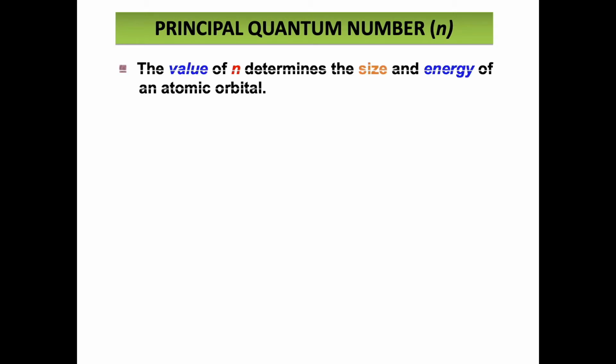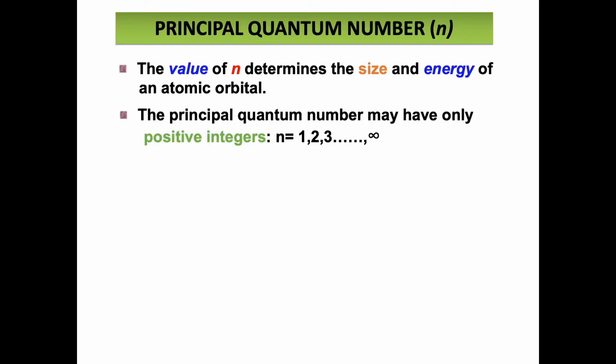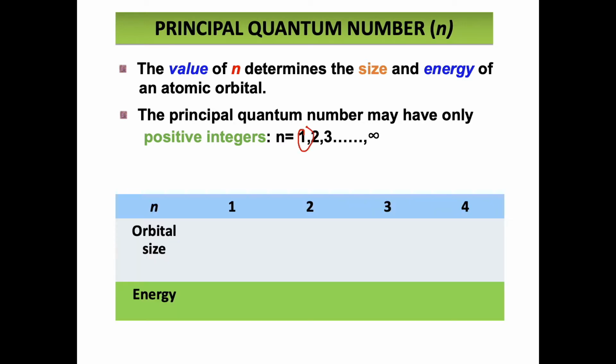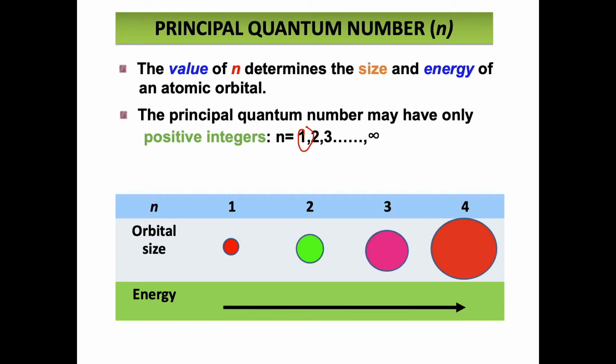First quantum number, which is the principal quantum number n. The value of n determines the size and energy of an atomic orbital. The principal quantum number may have only positive integers, with values starting from 1 followed by 2, 3, and so on up to infinity. You can see that the bigger the number n, the bigger the orbital size, as well as the energy.